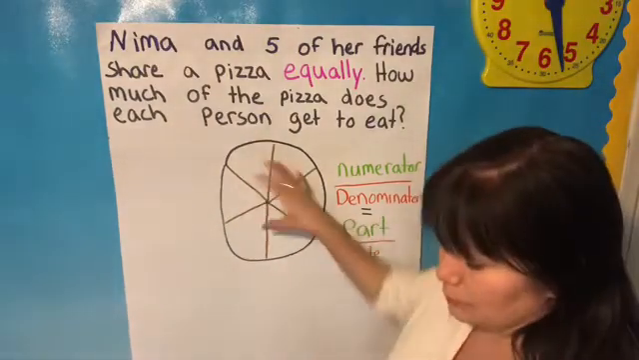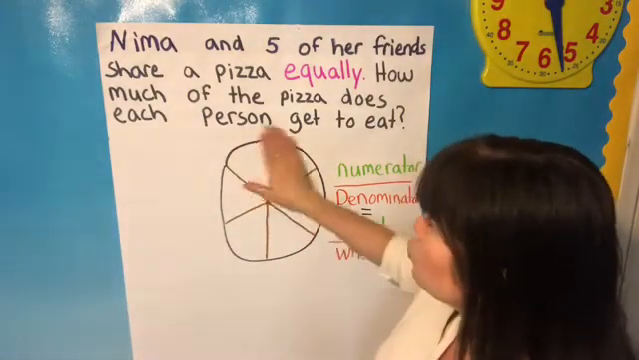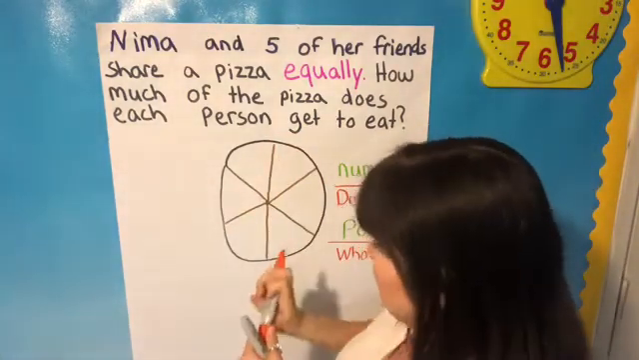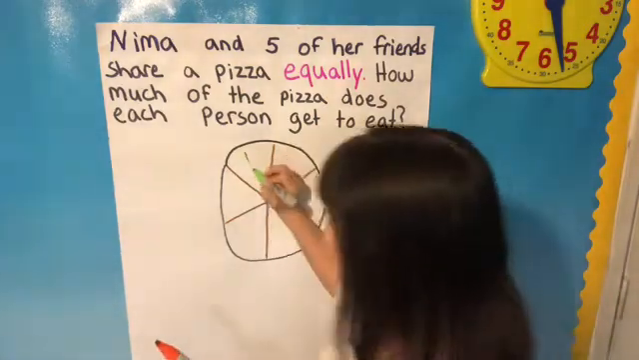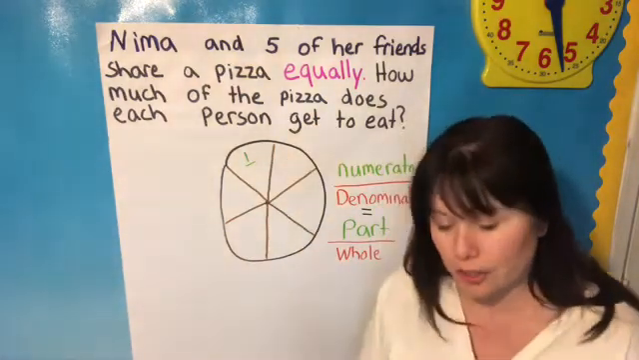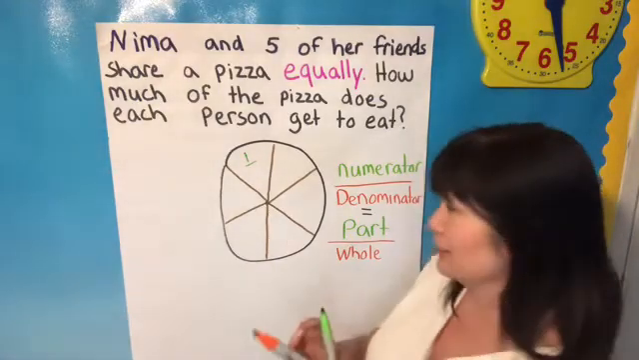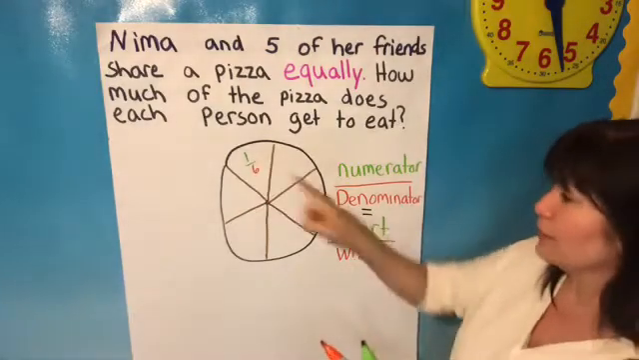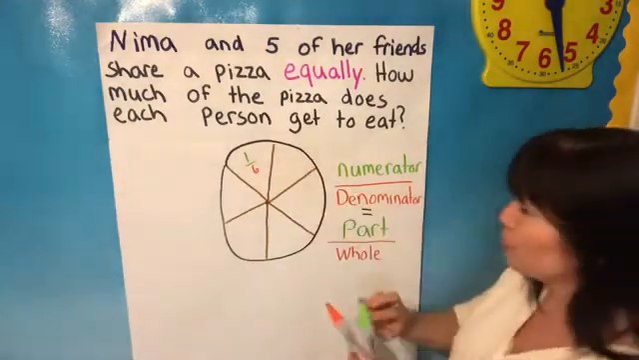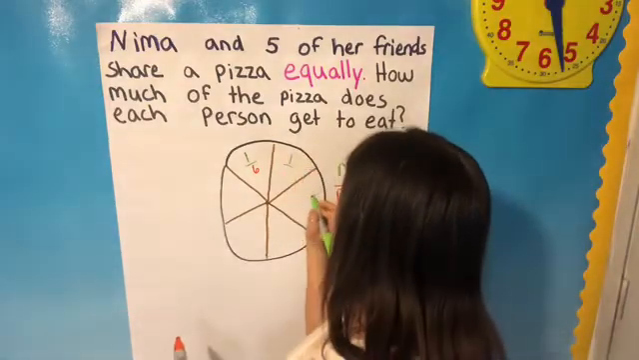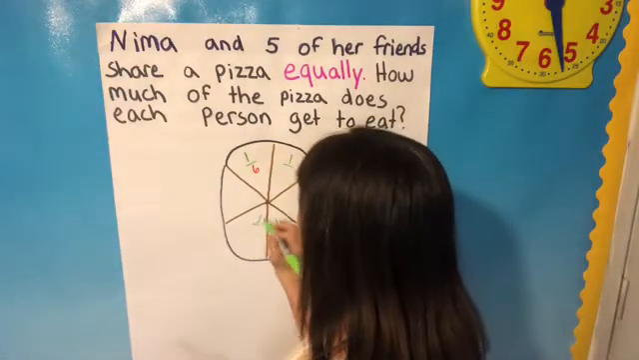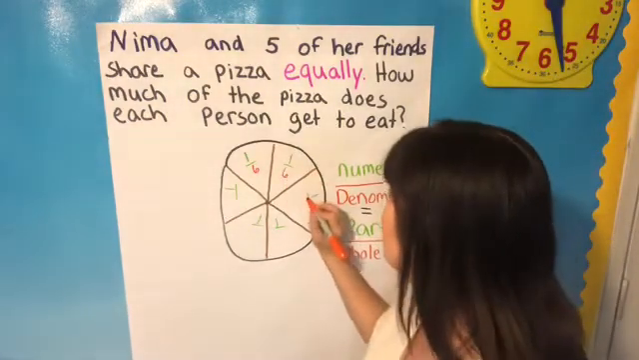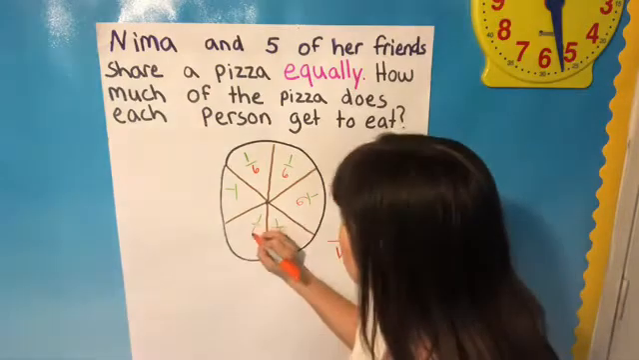So let's take a look at this pizza. If I separate just this one piece of pizza, this is one piece of pizza. How many pieces are there altogether? 6. That's one piece of pizza out of 6 total. And that is true for all of these pieces of pizza. They are all individual slices, but there are 6 slices all together.